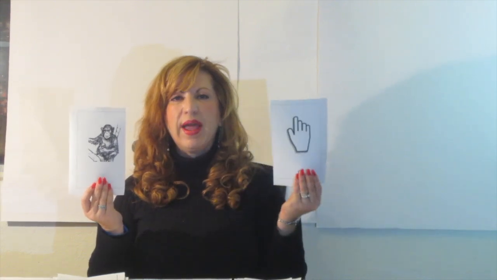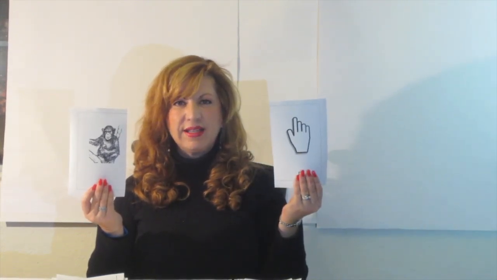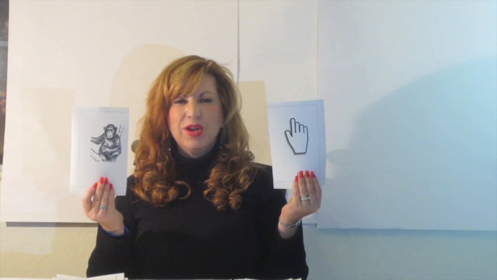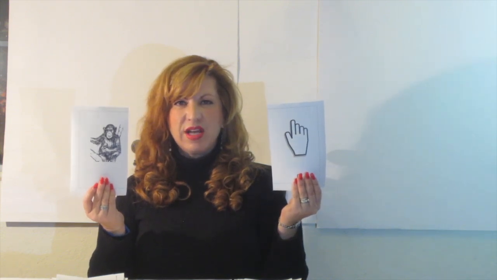Number 10. We have chimp, chimp, or hand, hand. Which word has the CH digraph? If you pick chimp, you are correct. Chimp has the CH digraph at the beginning of the word, chimp.